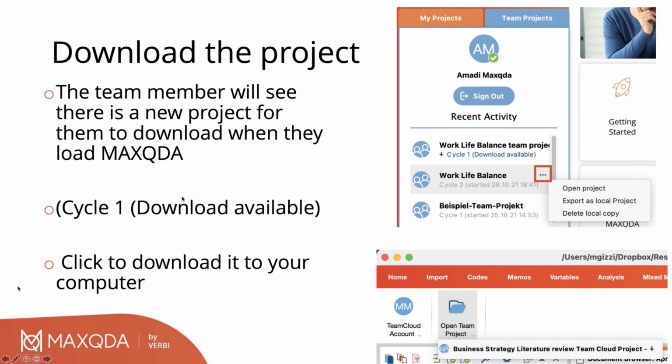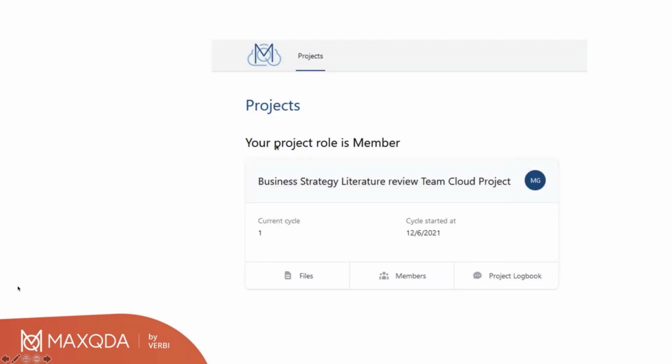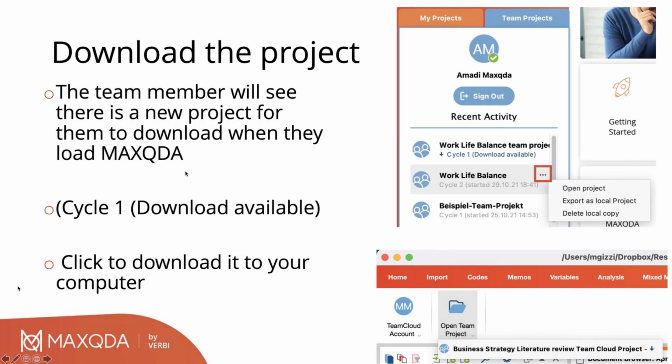Download the project. So the next step, you're a team member. The team lead has created the project and has uploaded it. We're now shifting, we're in the role of the team member. So the team member logs in and sees there is a project available. I'm just using an example from the manual, but cycle 1 download available.